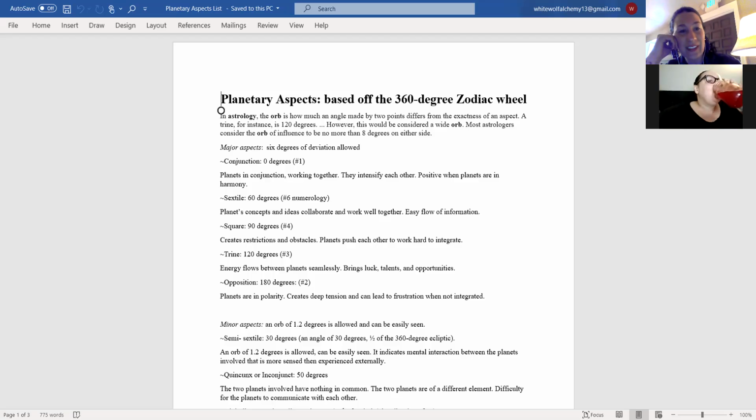So again, it's got the list of the degrees, all the ones I've ever found. There's probably more out there. It's got separate major aspects, and I even wrote out 6 degrees deviation allowed. Meaning most astrologers say conjunctions are conjunctions up to 6 degrees, but obviously astro.com said 7 degrees counted. Most of these, in fact I think all of them, all major aspects are 6 degrees deviation allowed. Okay.